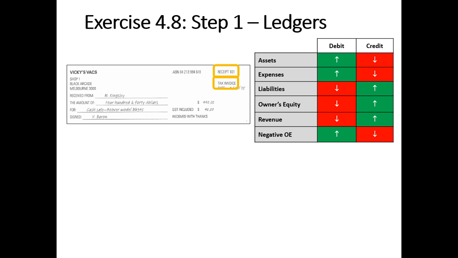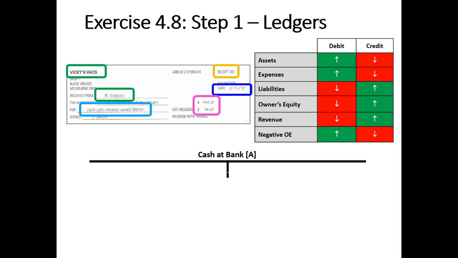So because it's a receipt, there's obviously a cash exchange here. And figuring out who from, our business is Vicky's Vax and our name's at the top. So this has been issued by us, so therefore we're the ones that have received the money. It happened on the 2nd of March, and it was a cash sale for a vacuum, and it was $440 including GST of $40.